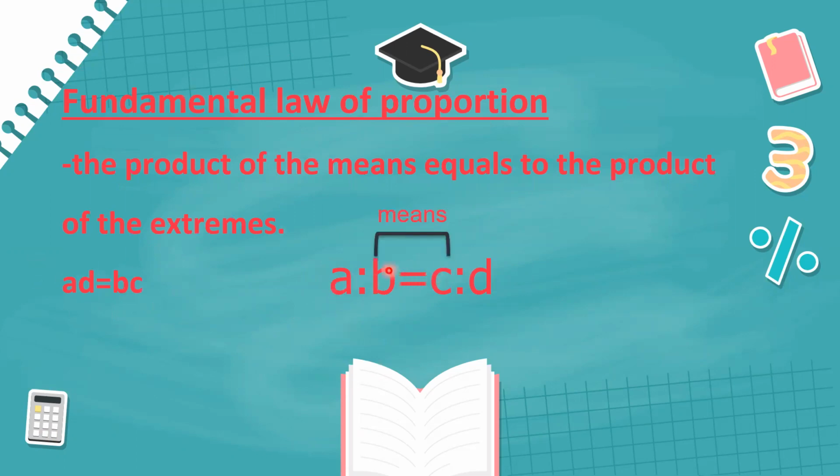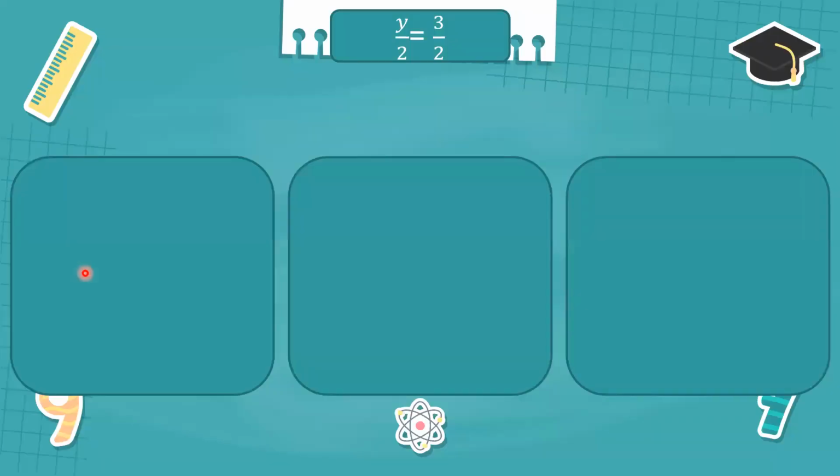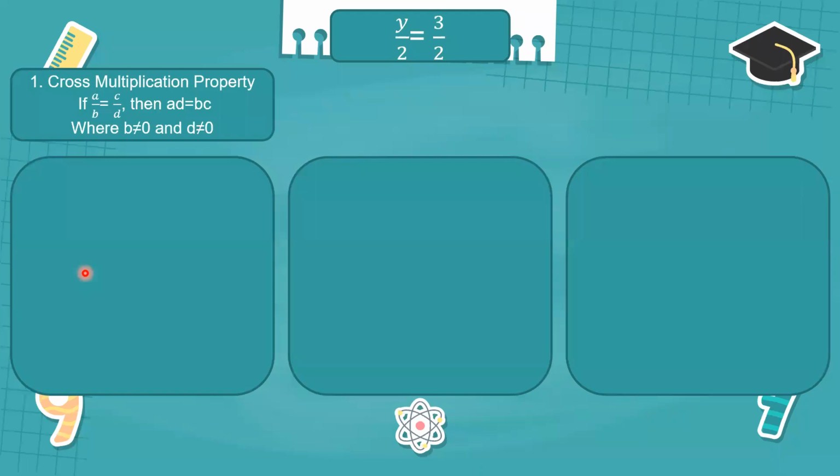So first, let's get the product of the means. B times C is equal to BC, and the product of the extremes, A times D. So we have here AD is equal to BC. Next, let's move on to the properties of proportion. So number 1, we have the cross multiplication property.